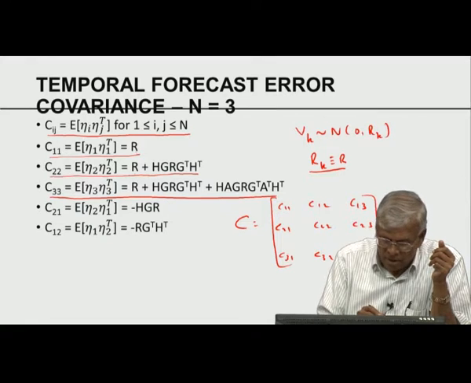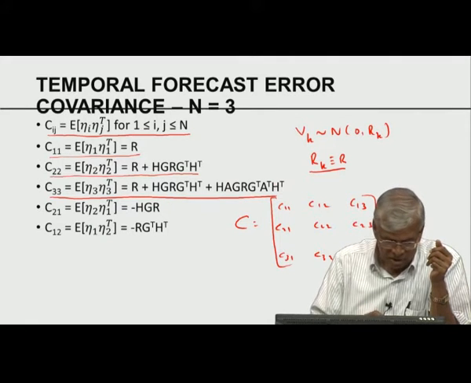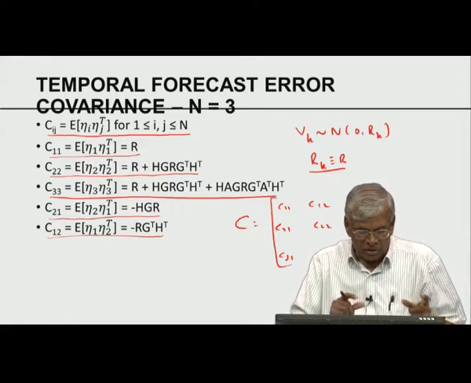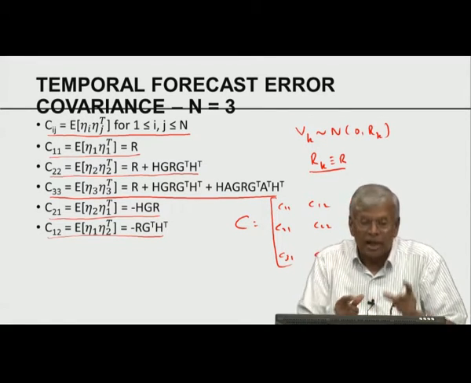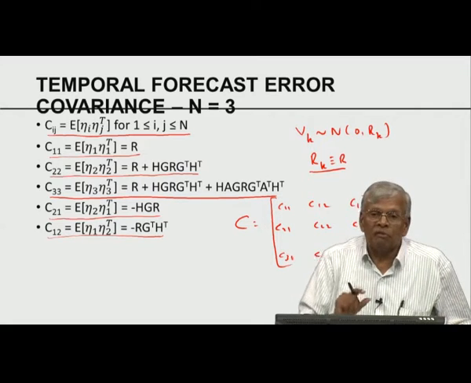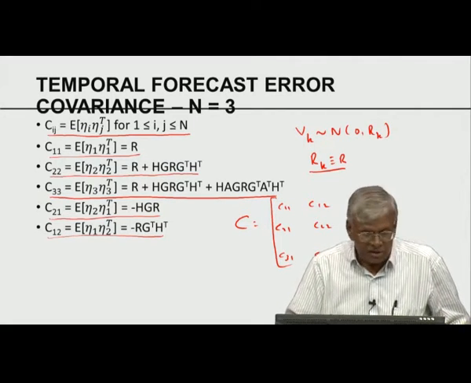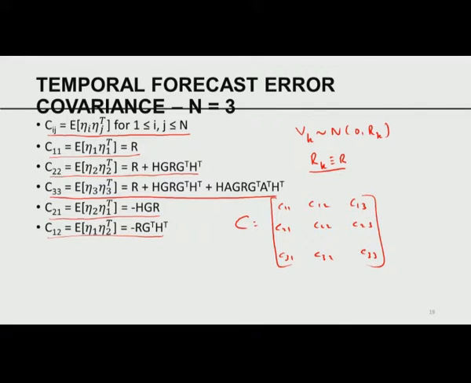Look at this now. R plus this, R plus two terms, C21, C12. Now look at this, C21 and C12 are transposes of each other. We will talk about the symmetry of the resulting matrix in a minute, but I am trying to give you the exact expressions for the C's. So let me go back and remind you once more.